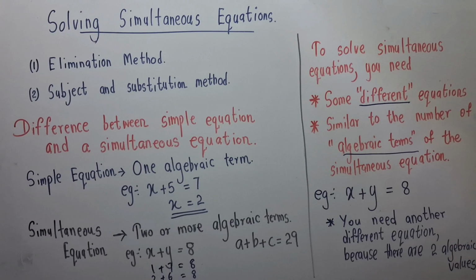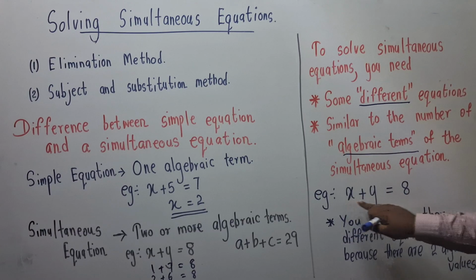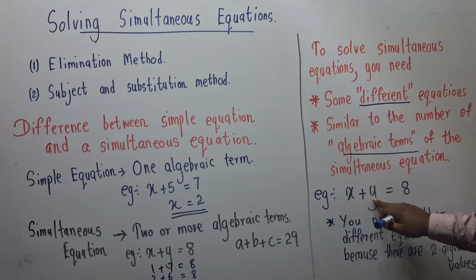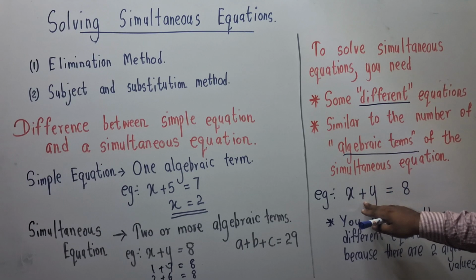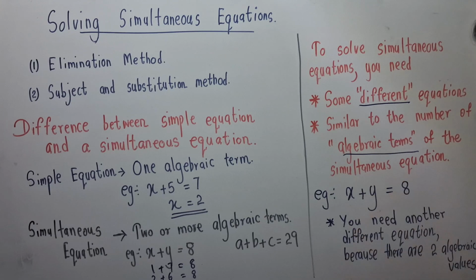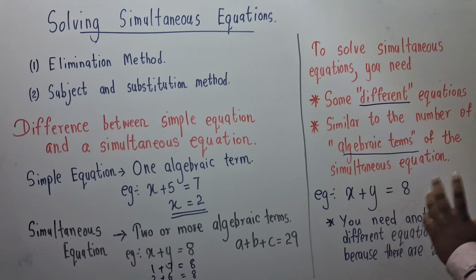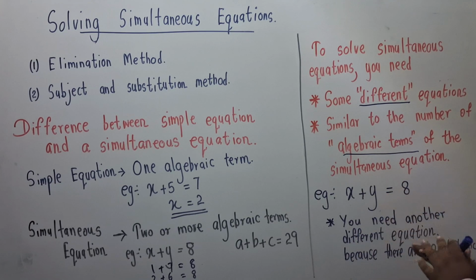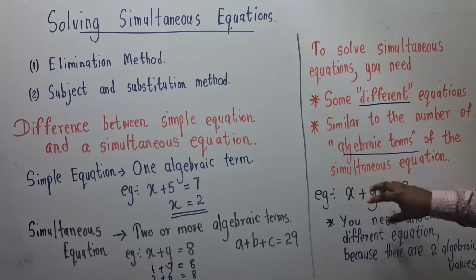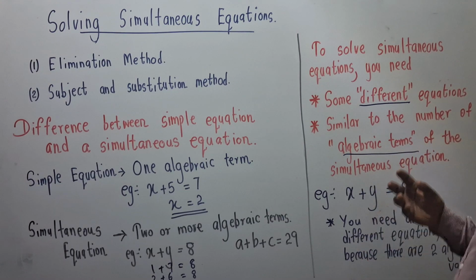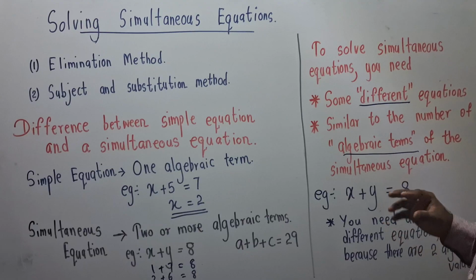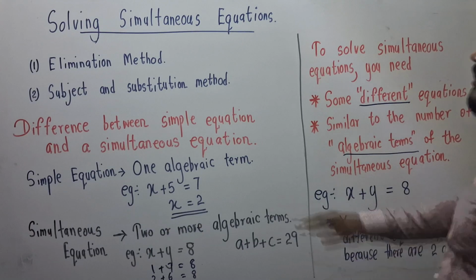For example, x plus y equals 8 is given. So how many algebraic terms are here? There are two algebraic terms. So you cannot solve this equation at once. You need another different equation to solve this and get the exact values of x and y. So I will take this example, tell you what the different equation is, and tell you how to solve this using both of these methods.